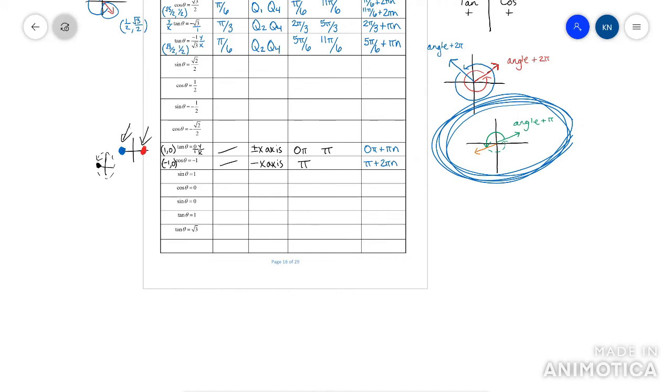What about if it was sine theta equals 1? That means I have a y value of 1, 0, 1. This happens at pi over 2. It's on the positive y-axis. Happens at pi over 2. And that's the only location, so it's going to take a full rotation to get back to that answer. So that's going to be pi over 2 plus 2 pi n, like this.